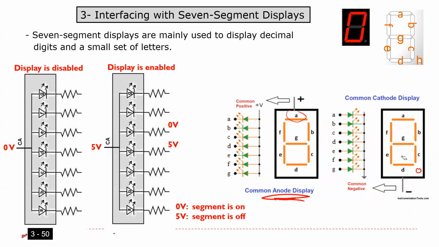So how can we use this one? Internally, all the cathodes are connected together, and then they give you an external pin here. The way you have to use it is, this pin that has the common cathode, you have to connect it to ground. And now, if you want to turn this segment on, all you have to do is put 5 volts on this pin. Is that okay? If you want to turn this segment on, you have to put 5 volts to turn it on.